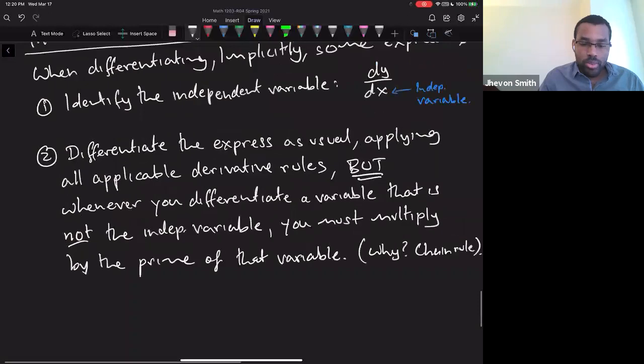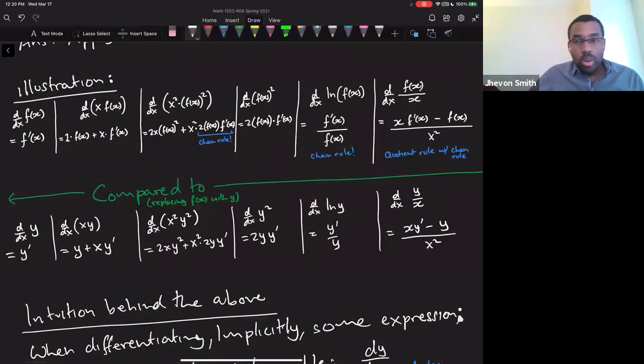So essentially, when you're differentiating expressions, you go through and you differentiate as usual in the sense that the product rule is still a thing, quotient rule is still a thing, chain rule is still a thing, everything is still a thing, except when I differentiate an x, I just differentiate the x according to the formula. If I differentiate a y, though, I need to multiply by y prime.